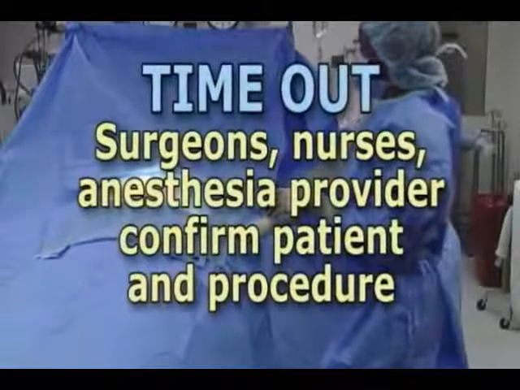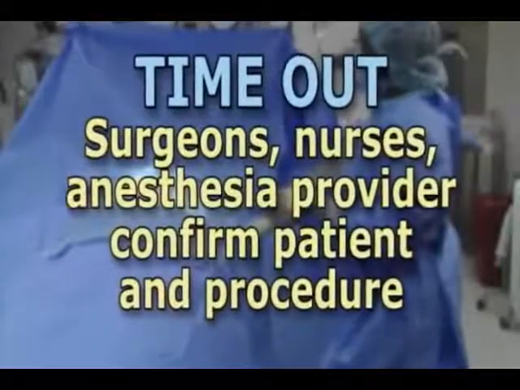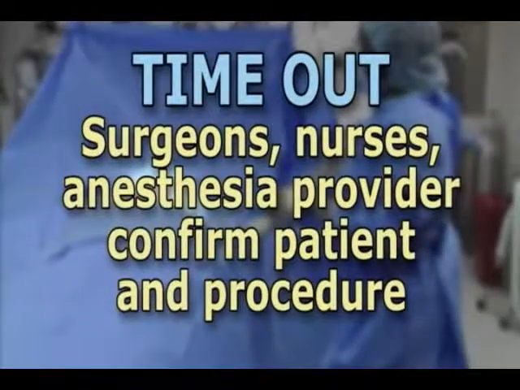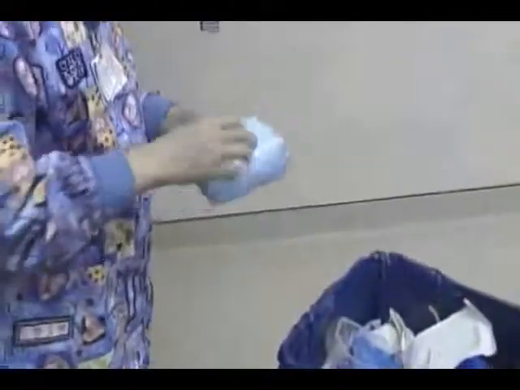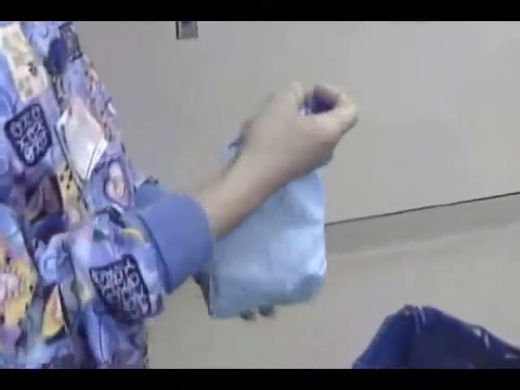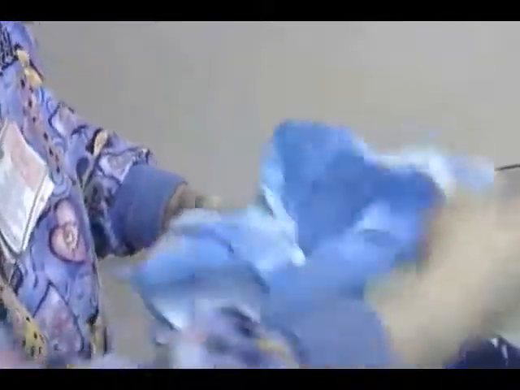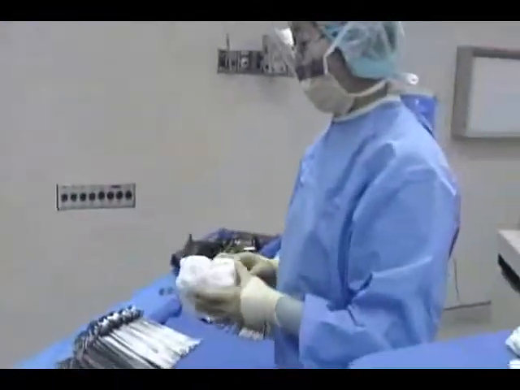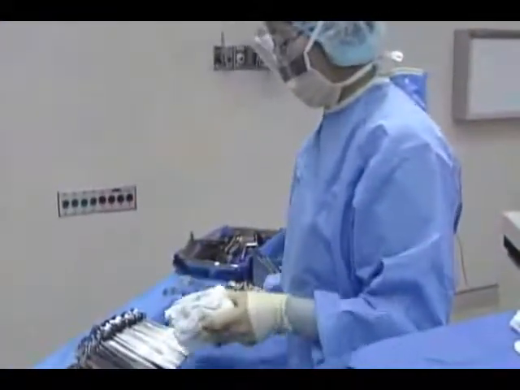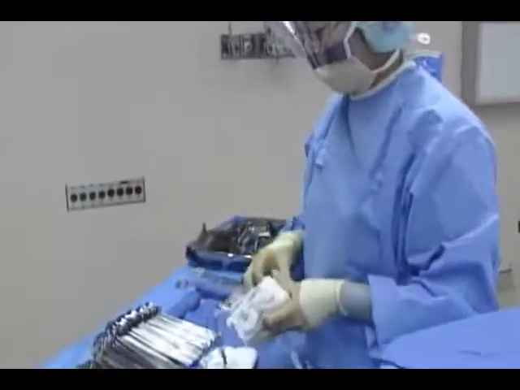Before beginning the procedure, the entire surgical team pauses for a timeout to identify the patient and to confirm the procedure being performed. The circulating nurse sets priorities and makes decisions in managing and coordinating the nursing care required for each patient. The circulating nurse anticipates the needs of the surgical team and organizes the environment to provide safe and effective patient care.